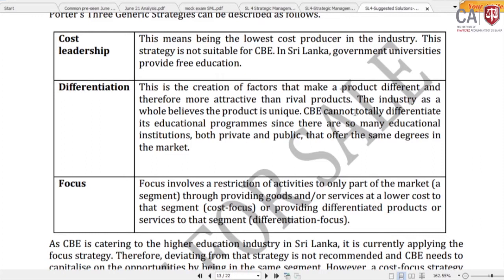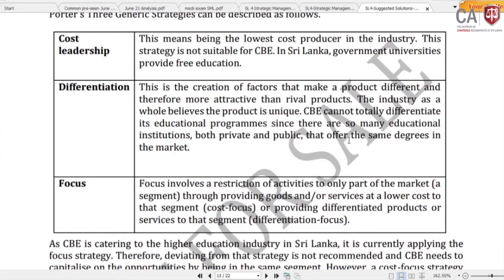In focus strategy, what is focus strategy? Focus involves a restriction of activities to only part of the market through providing goods and services at a lower cost to that segment, or providing a differentiated product or service to that segment. Differentiation focus.